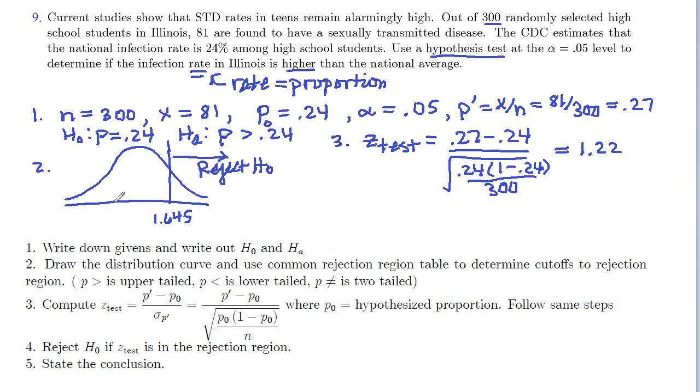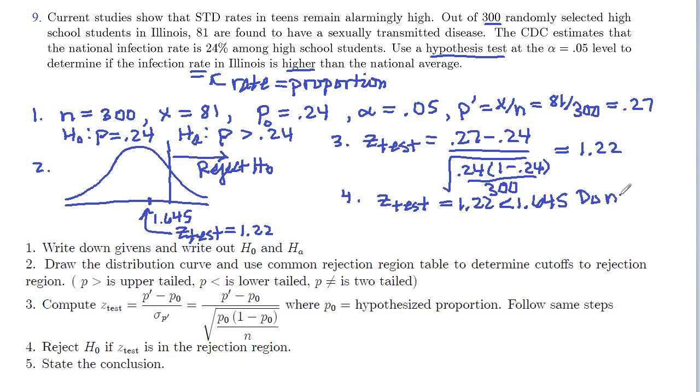And so that 1.22 is less than 1.645. So right here is our z-test. It is not in the rejection region. So step 4. We reject if the z-test is in the rejection region. Our z-test, which is 1.22, is less than the 1.645. It's not more extreme, so we do not reject H0. So in formal language, we would say that there is not sufficient evidence to reject the null hypothesis.